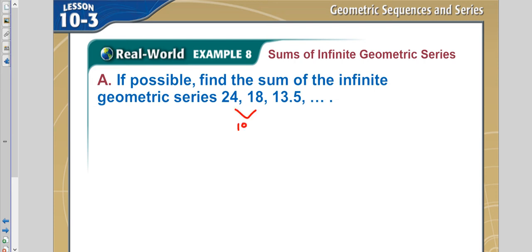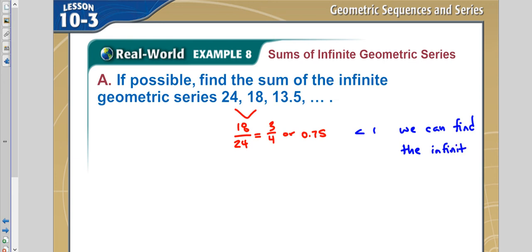So we take our second term, divide it by the first term, and we find out that 18 divided by 24 is the same thing as, 6 goes into both of these, 3/4 or 0.75. Since this is less than 1, we can find the infinite sum. And I'll make this easier to read.